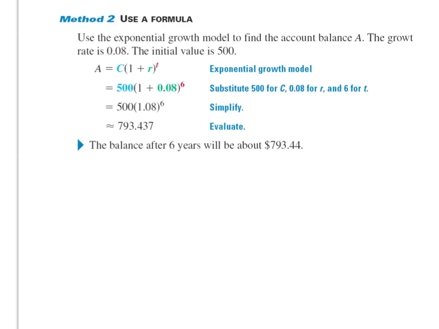So this is what you should have entered into your calculator: $500, the left parenthesis, 1.08, and then close the parentheses, make sure, and then caret to the 6th power, and you should have gotten about $793.44.